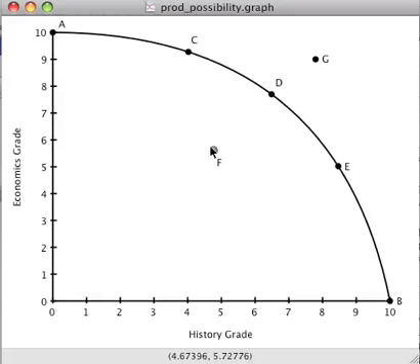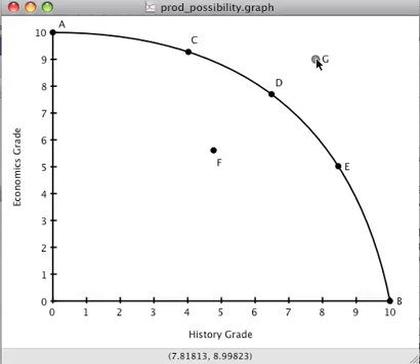Point F here means that somehow you're not making the most use out of your time, the most efficient use out of your time. So it's a combination of grades, history and economics, that is below the line and thus not optimal. It's not making good, efficient use of your time. So it's possible to be at point F, but not desirable.